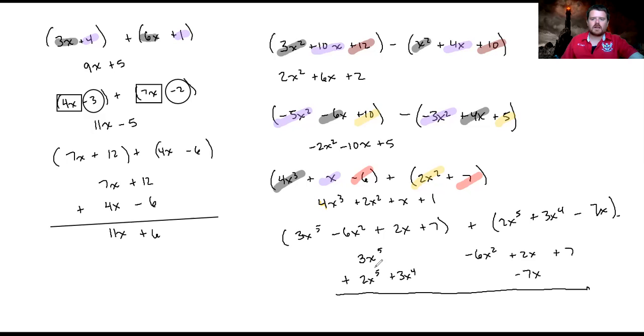So 3x to the 5th plus 2x to the 5th. That's 5x to the 5th. 0 plus 3x to the 4th power. Minus 6x squared plus 0. 2x plus negative 7x. And then 7 plus 0.